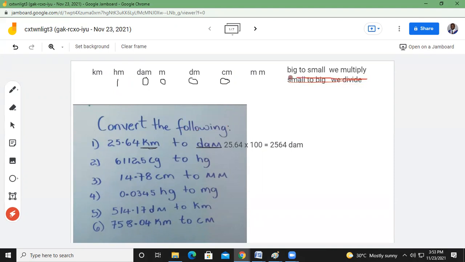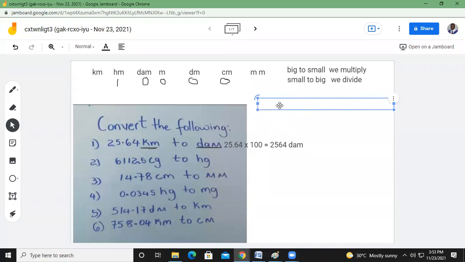Yes, sir. Thank you very much, Mia. So small to big, we are definitely going to be multi... we're going to divide, I should say. Sorry about that. So let us put up what it is that we're going to divide, right? Let me put it right here. So the number that we're dealing with now is 61,125, right? And we already decided that it's division, right? So we're going to be dividing, all right?